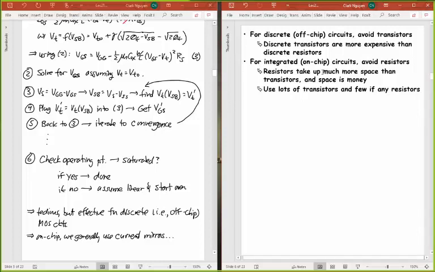It's the exact opposite. Resistors take up more space than transistors in an integrated circuit process, so they cost more money, because space is money on an integrated circuit chip. When you integrate, you want to use lots of transistors and few, if any, resistors. And that dictates the way that you want to bias. Just to give an MOS example, it's the same for bipolar. On chip, you want to bias by what's called current mirrors.